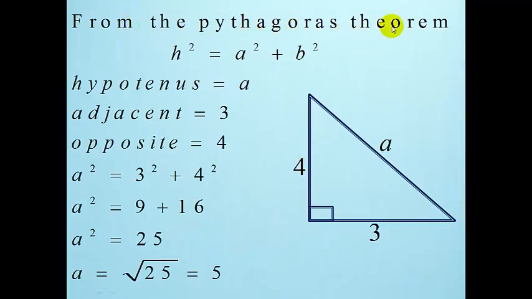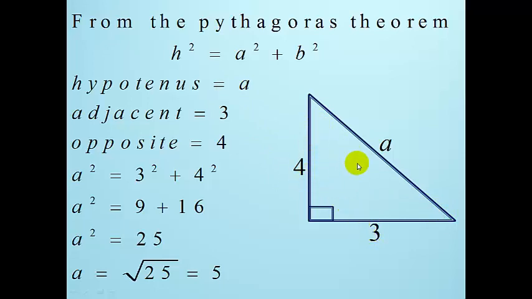From the Pythagoras theorem, we know that the square of the longest side, that is the square of the hypotenuse, is equal to the sum of the squares of the other two sides. When we consider this diagram, the longest side is A, that is the hypotenuse. Now because the acute angle is not given, any of the sides can be our adjacent and any can be our opposite.